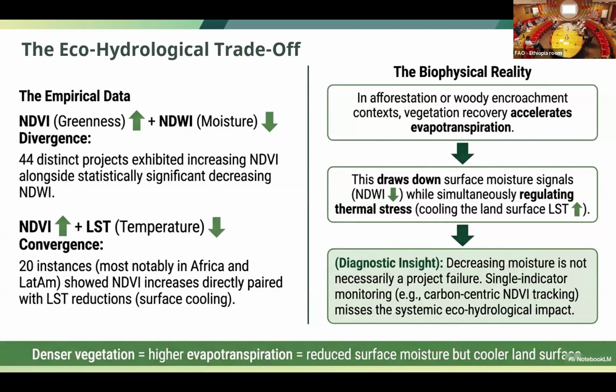The convergence case instead, where we have NDVI increasing and land surface temperature decreasing together, is 20 projects, mostly in Africa and Asia. That is the strongest signature we have of genuine ecosystem recovery, because we see both indicators going in the right theoretical direction associated with ecosystem restoration. The vegetation is growing and the land is cooling. This distinction matters for carbon markets, for water resource planning, and for the communities depending on this landscape. So we believe that single indicator reporting cannot really capture these dynamics.